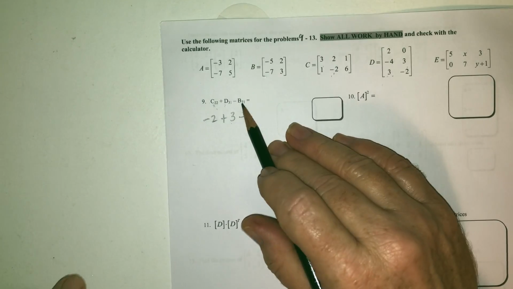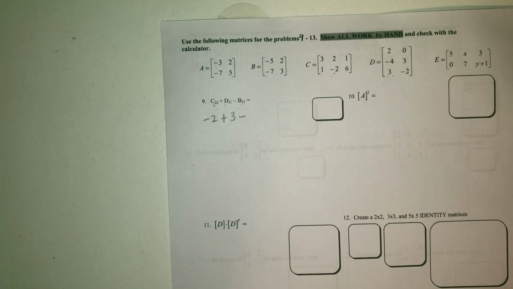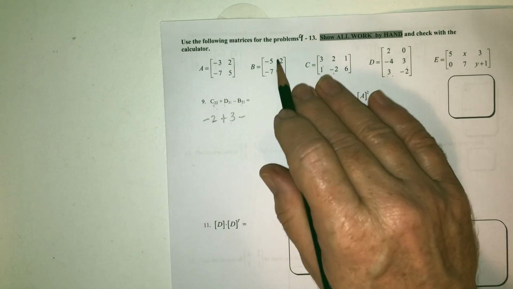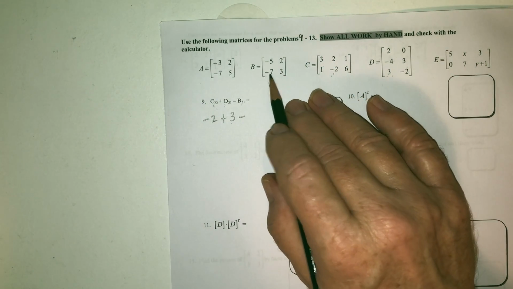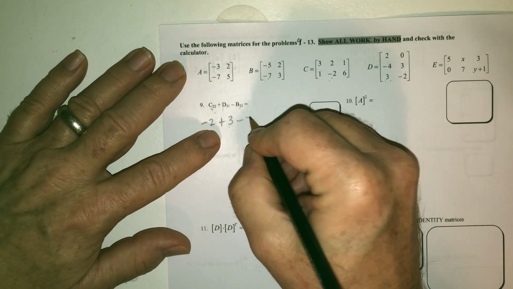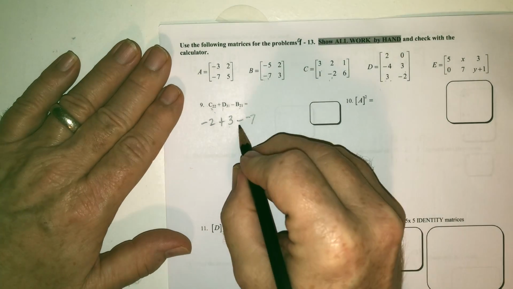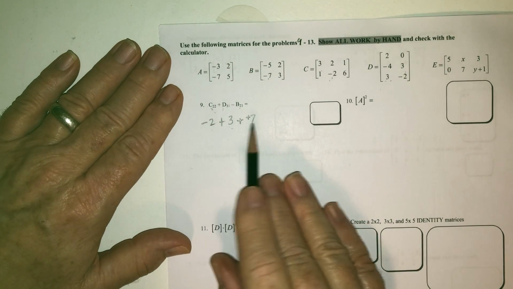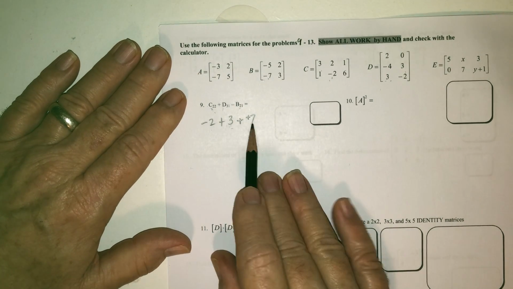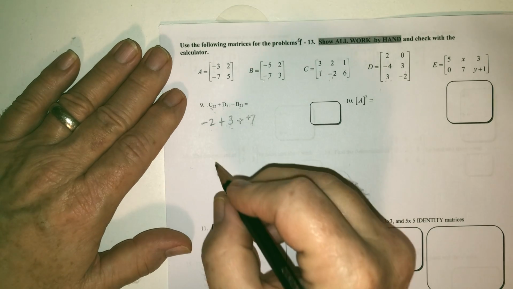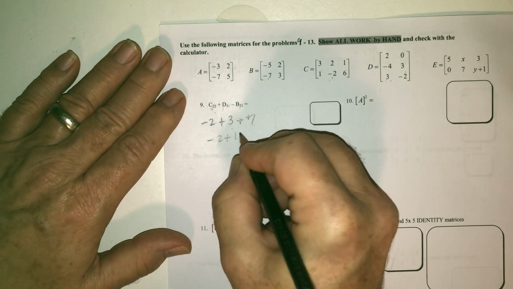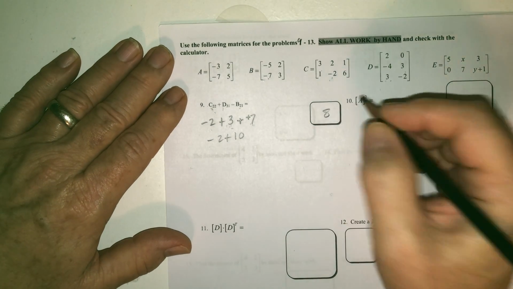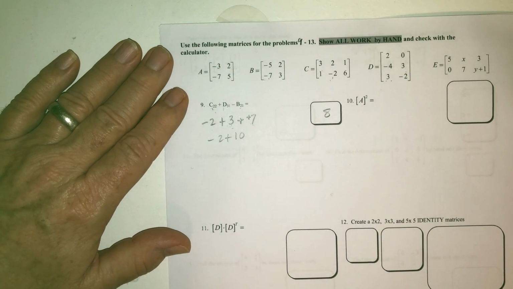So that would be negative 2 plus 3 minus, now we're going to go to matrix B, and we're going to locate the row 2, column 1 entry, which is negative 7. But when you subtract a negative, that's the same as adding a positive. So we're looking at negative 2 plus 3 plus 7. I'd go ahead and add 3 and 7, get 10. So that'd be negative 2 plus 10, which I do believe is equal to 8. So that value is equal to 8.